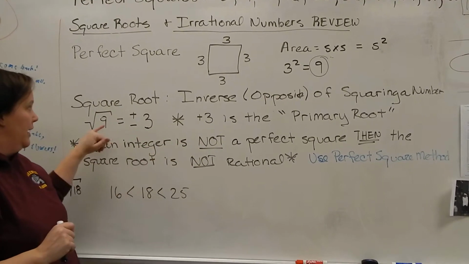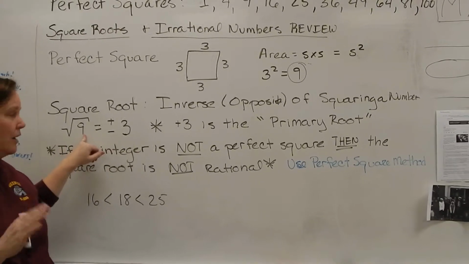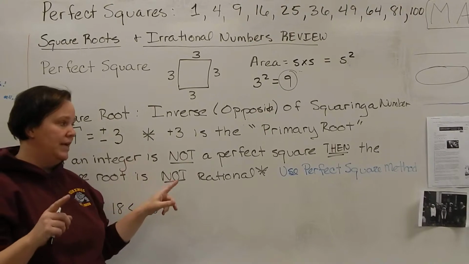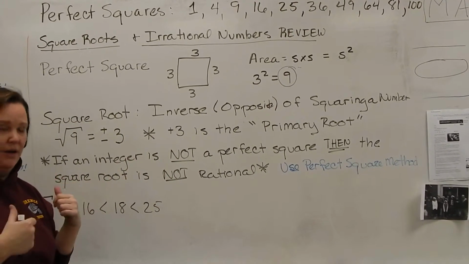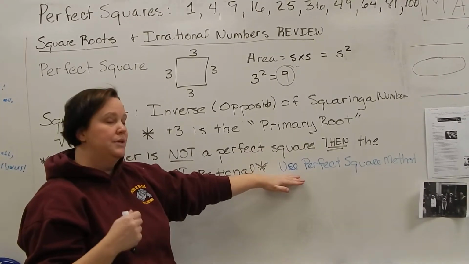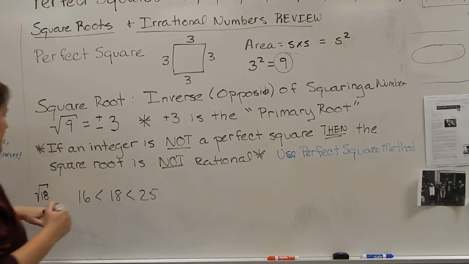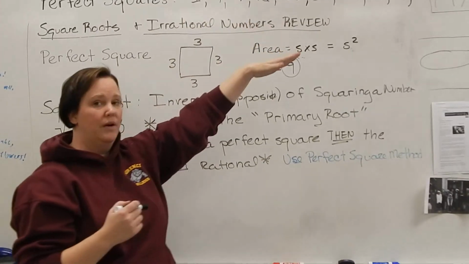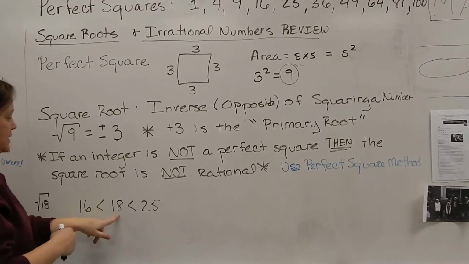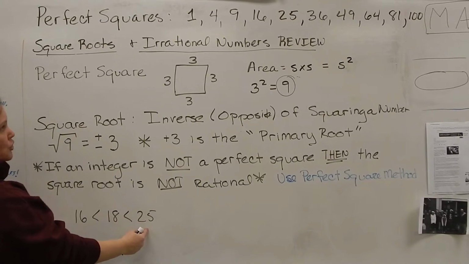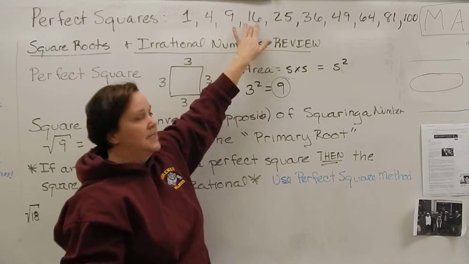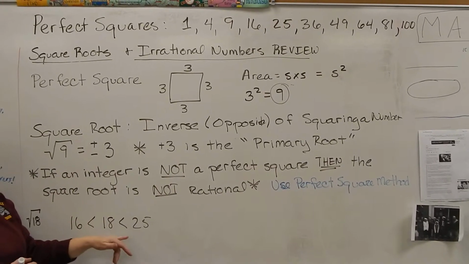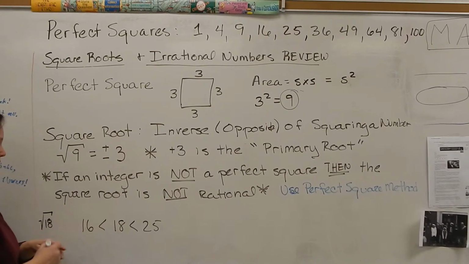So if your integer is not a perfect square, then the square root is not rational. And so we talked about ways to estimate that without a calculator, and we use our perfect square method. So let's look at 18. 18 is not a perfect square. It's not one of these numbers up here. But we do see that 18 is in between 16 and 25, the two perfect squares. So we say, well, all right, 18 is less than 25 and it's more than 16.